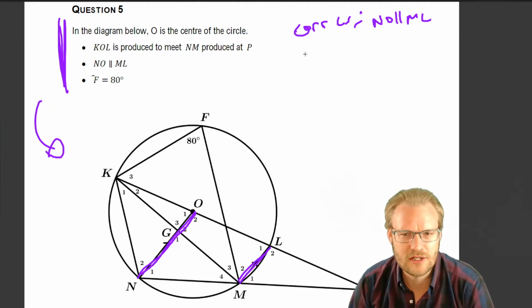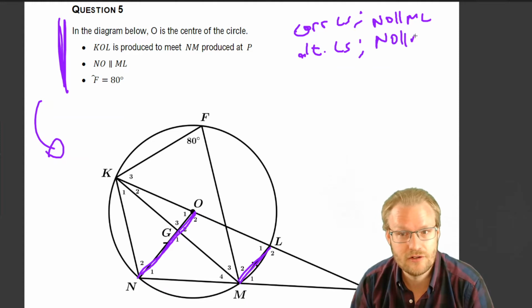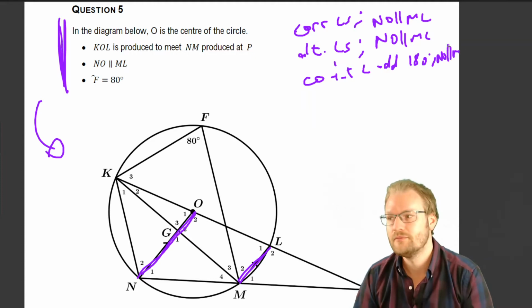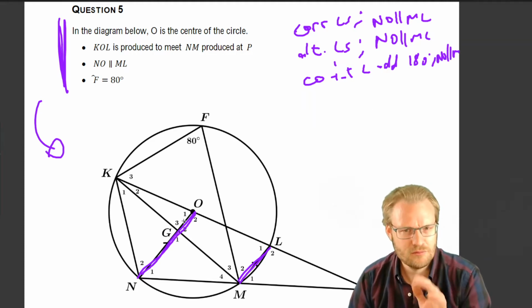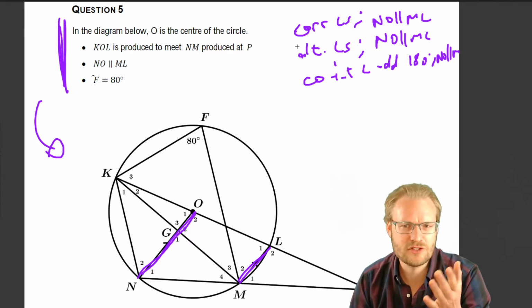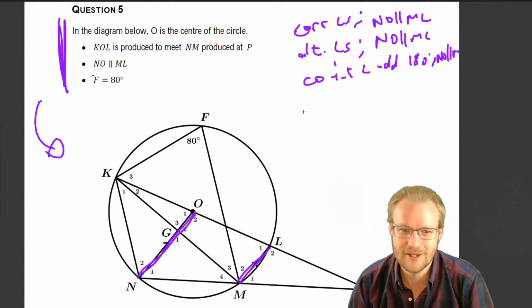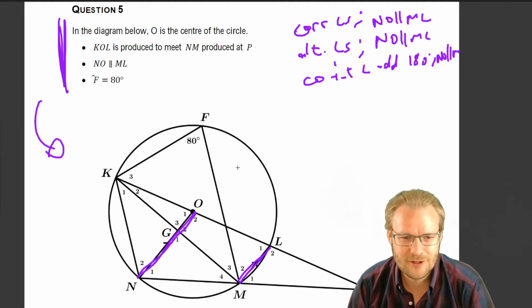Okay, so alternate angles are probably going to come up as well, and every time we use that, we're going to have to write that. And co-interior angles add up to 180, and there we're going to have to write NO parallel to ML. So we just know that we're going to use one of those three reasons at some stage, probably. Maybe not, but most likely we are. F equals 80 degrees. Okay, great stuff.